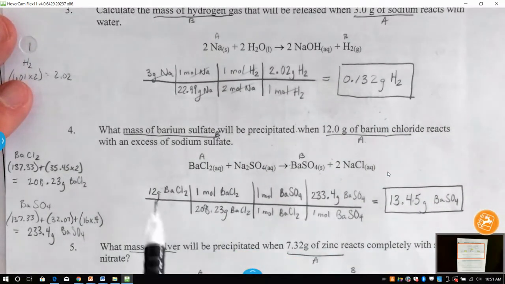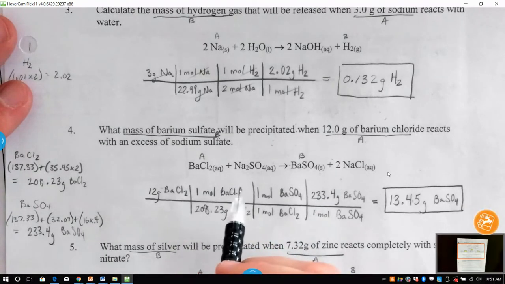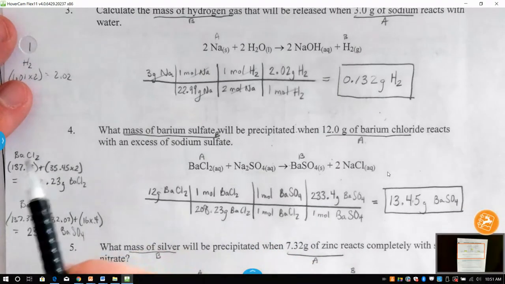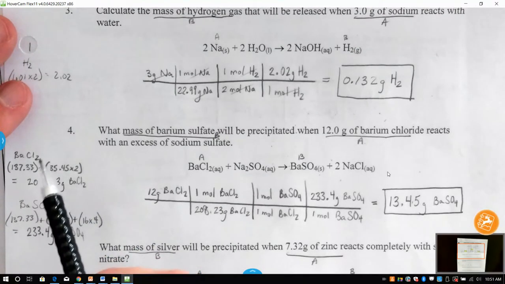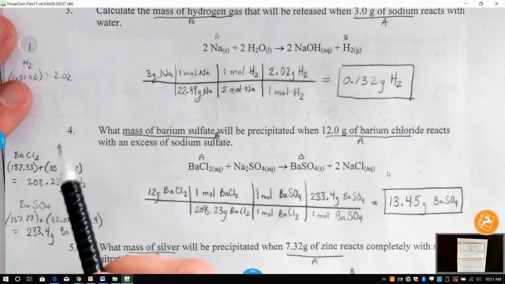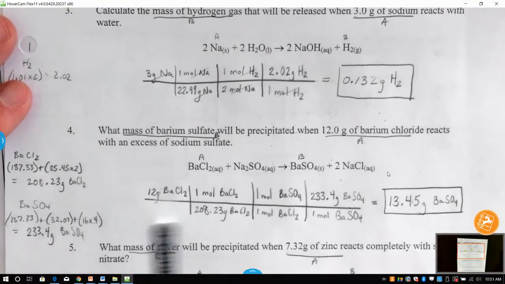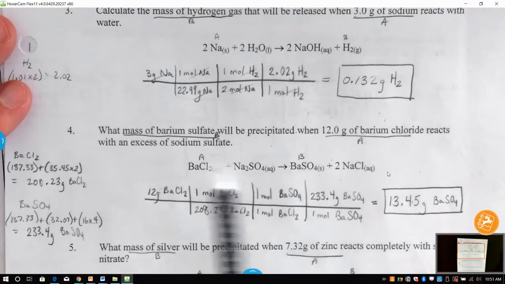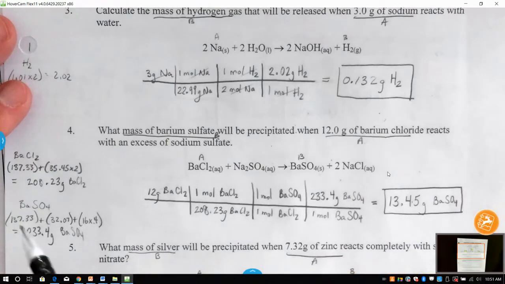Based off of the equation and their molar masses, take what you're given, put it in the starting spot. 1 mole of A over its molar mass. You had to calculate that over here: barium, 137.33, plus chlorine, 35.45, but there's a subscript 2, so you have to double that. Boom, 208. Mole ratio: it's a 1 and a 1 in front of these. Molar mass of the new substance.